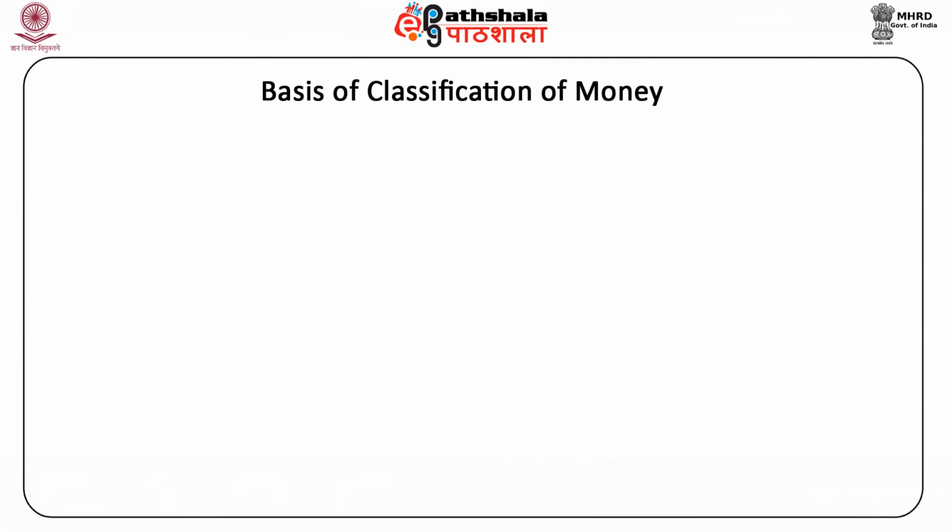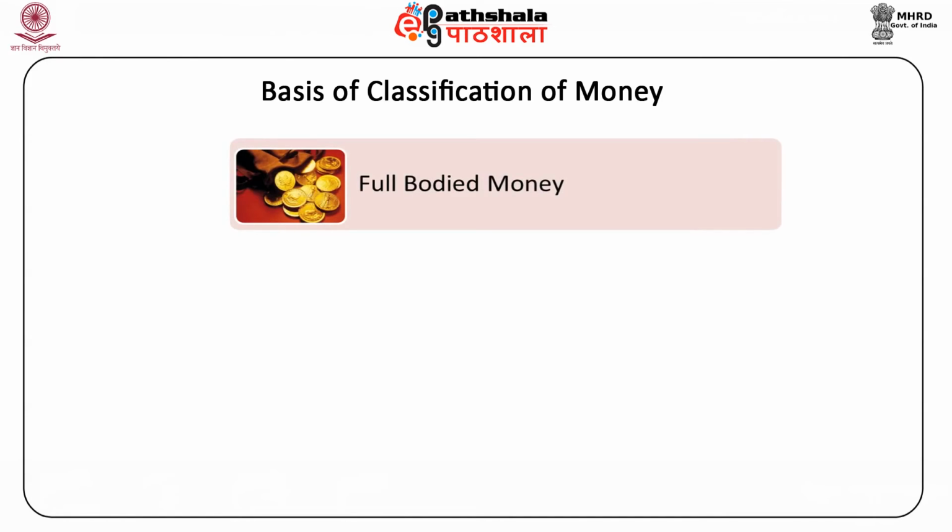The third basis of classification is based on the relationship between the value of money as money and value of money as a commodity. It can be further categorized into 3 parts. First, full-bodied money is money whose face value is equal to the commodity value. That is, its value for monetary purposes is the same as the value for non-monetary purposes. Example, rice, cattle, gold coins.